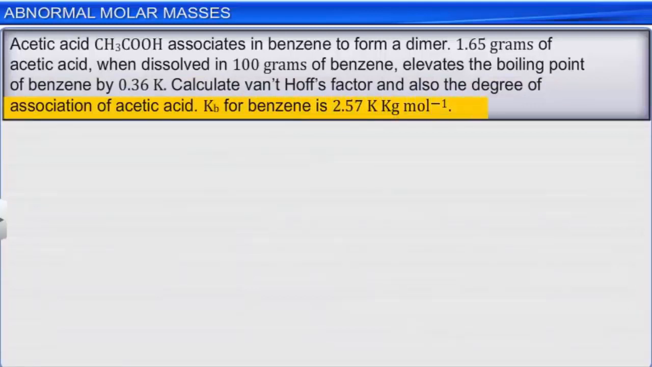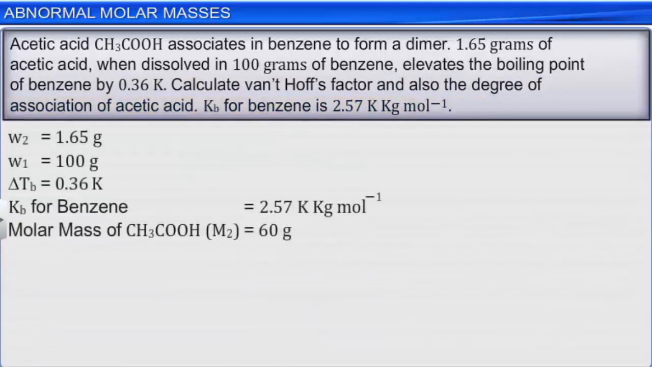The first step is to list the given variables. W2 is equal to 1.65 grams. W1 is equal to 100 grams. Delta Tb is equal to 0.36 Kelvin. Kb for benzene is 2.57 Kelvin kilogram per mole. Molar mass of acetic acid, M2, is equal to 60 grams per mole. Van 't Hoff's factor i and degree of association need to be calculated. Let us first calculate Van 't Hoff's factor i.